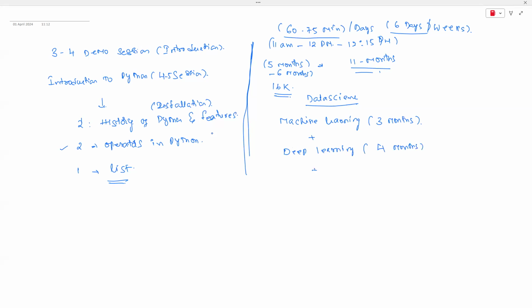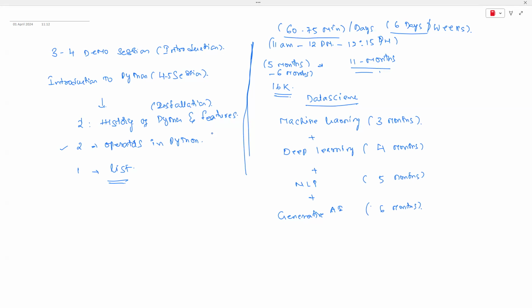After that, we added NLP, and now it became 5 months of time. After that, generative AI got added, so it is now 6 months of time. Like that, it keeps on adding, guys. Initially we started with 3 months, then 4 months, 5 months, 6 months. So it has been drastically continuing like this, guys.